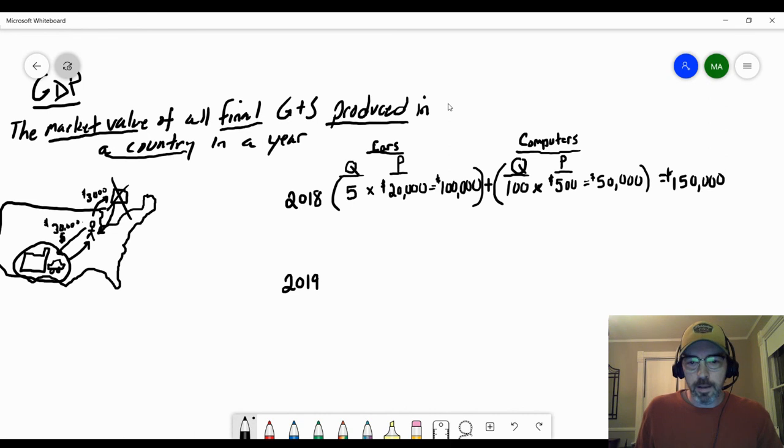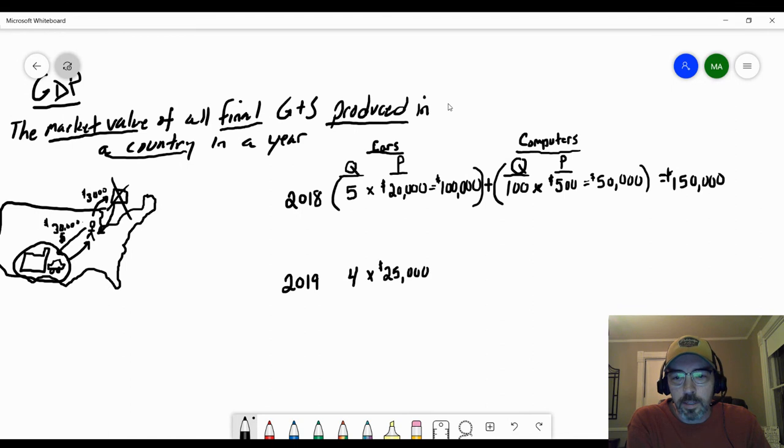So let's go ahead and make up some numbers for 2019. And I want to illustrate a point with this. So this isn't just another round of practice, but there's a bigger point here. Let's say that in the year 2019, our car production dropped off a little bit. So we only managed to produce 4 cars that year. But the price of cars did go up. And so cars were sold for $25,000. Okay.